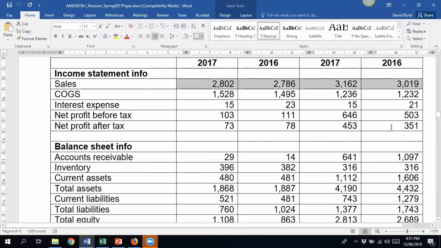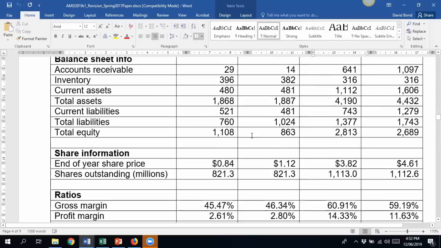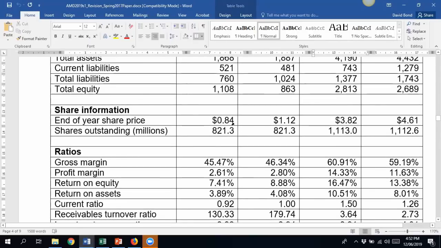The sales are about the same, yet this company is way more profitable. And it's not purely driven by cost of goods. The cost of goods sold, they're not that different. So this company has a lot more other expenses. Now, we don't know what those are, but something else is happening behind there. End of year share price has dropped.